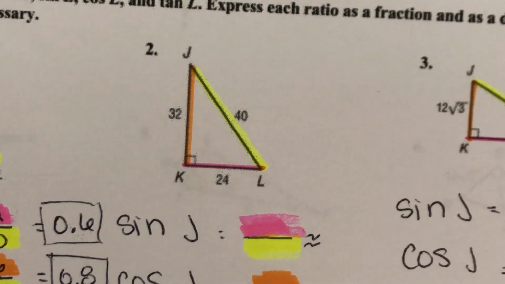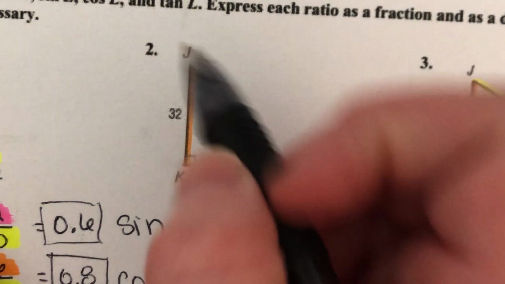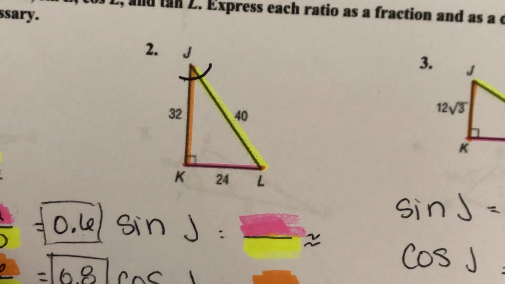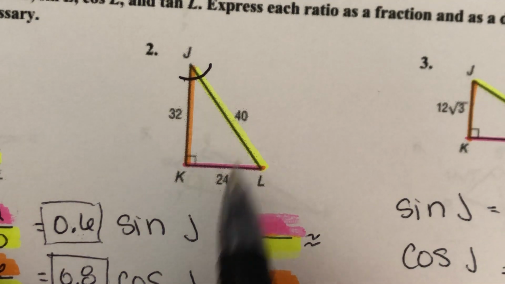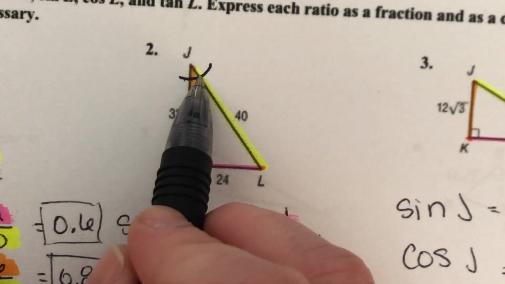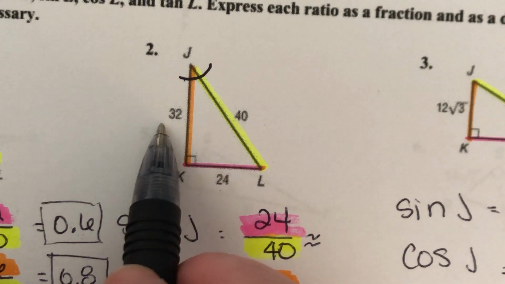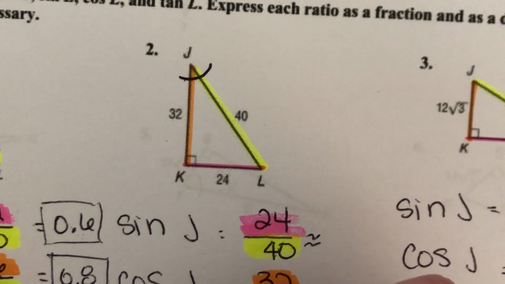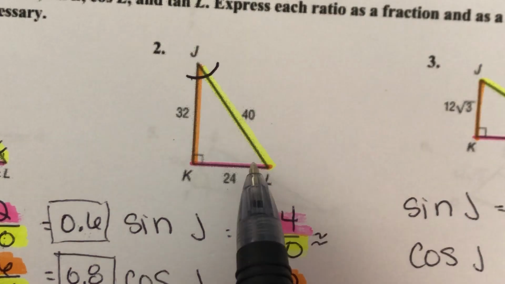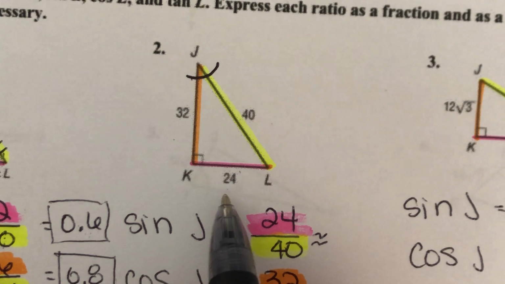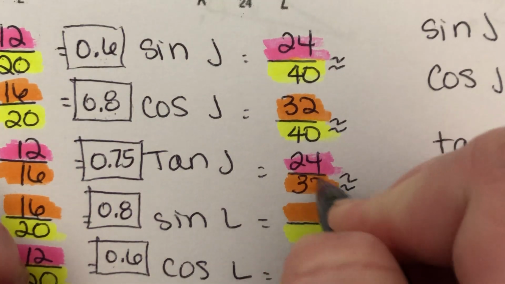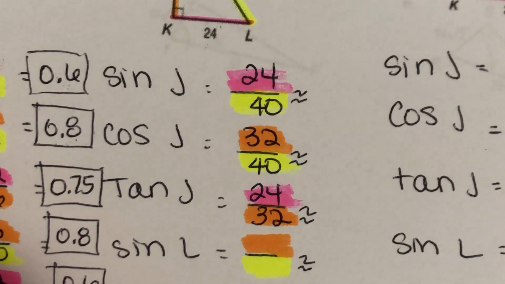All right, next angle. I'm going to go a little bit faster. If we start off looking at angle J, next triangle, sine of angle J is opposite over hypotenuse. That's 24 over 40. Cosine of angle J is adjacent over hypotenuse, 32 over 40. Tangent of angle J is opposite over adjacent, right? So that's 24 over 32. And before I move on to angle L, I'm going to change all those to decimals real quick.